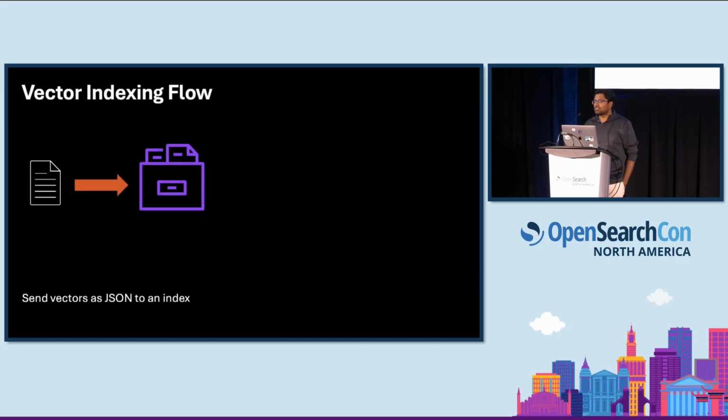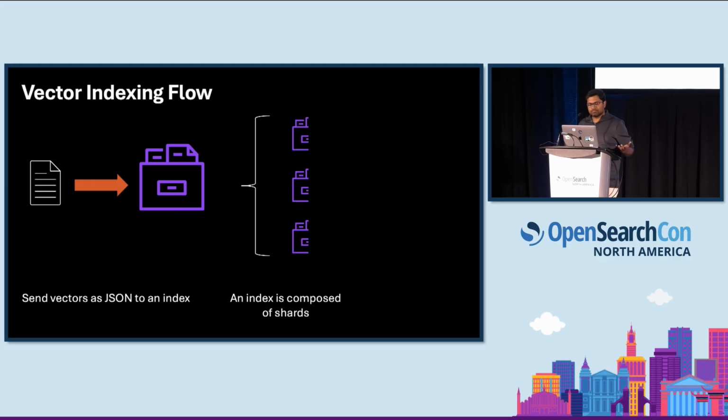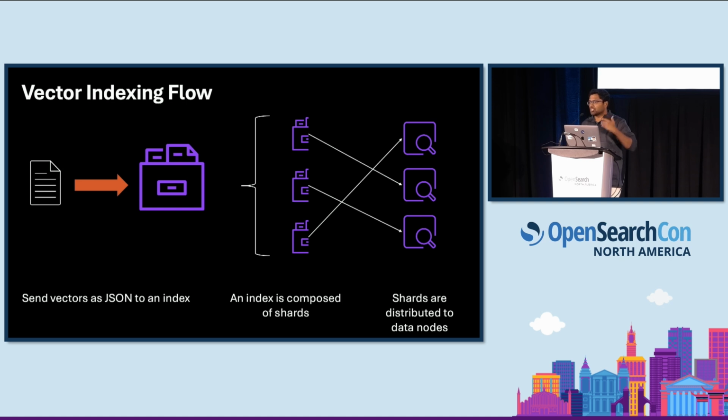So let's zoom into the vector database. What is an OpenSearch vector database behind the scenes? It's an OpenSearch cluster. You have data nodes, and you have cluster manager nodes, and you start by indexing your data into a vector search index. You would send your vectors as JSON to an index. An index would be composed of multiple shards, and these shards are distributed to data nodes. Now, as you index your vectors, they go and sit on the data node, and on the data node, the vectors are indexed using different algorithms, which I'll walk through in the next few slides.